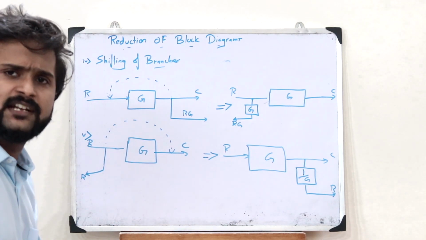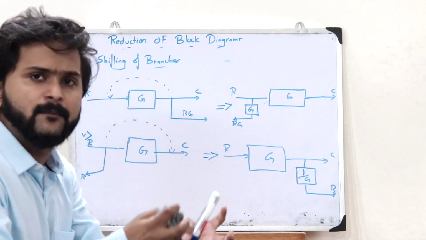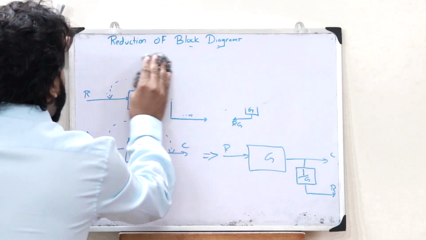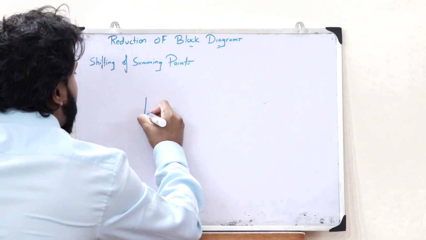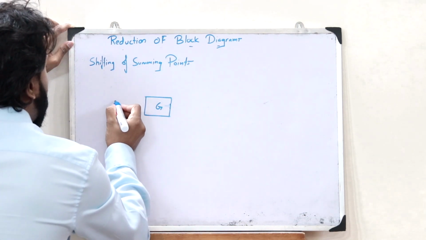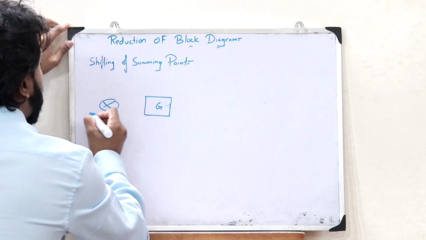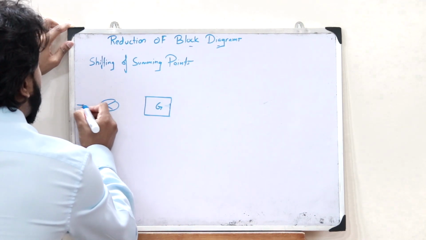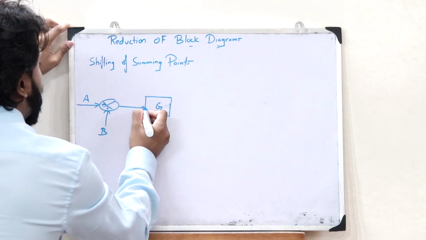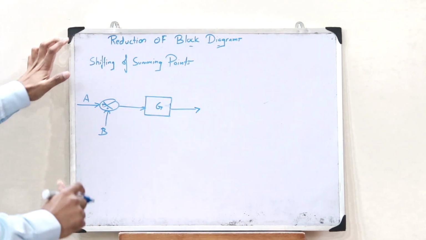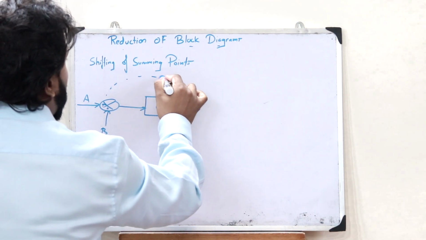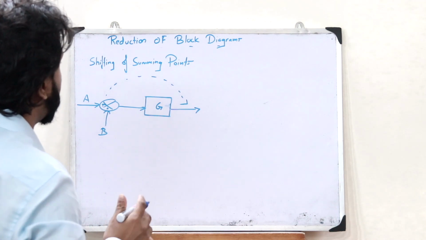Next, let us see how we can shift a particular summing point ahead and behind of a particular block. So, shifting of summing points. Let us assume that we have a particular block with a gain, say G. And now let us assume there is a summing point over here, say plus plus. Here let us assume we have A, and here we have B, like this. Now let us assume that we need to shift this particular summing point over here.